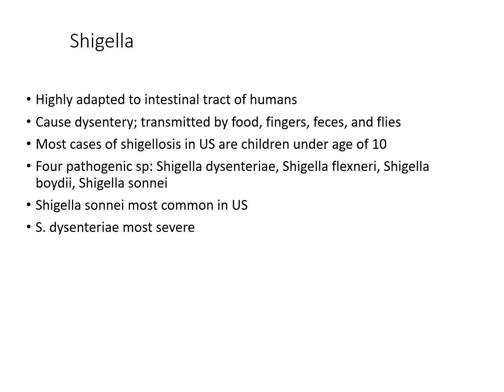Shigella has highly adapted to the intestinal tract of humans, and it causes dysentery or shigellosis. The transmission occurs via contaminated food, the fecal-oral route, feces, and flies. Most cases in the U.S. occur in children under the age of 10. For pathogenic species, we have 4 main pathogenic species that cause this. So we have Shigella dysenteriae, which is the most severe, Shigella flexneri, Shigella boydii, and Shigella sonnei, which is the most common in the United States.